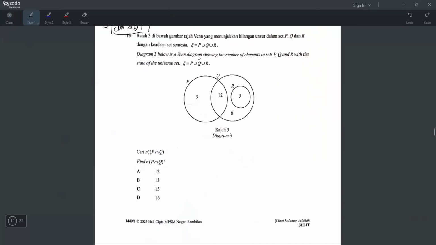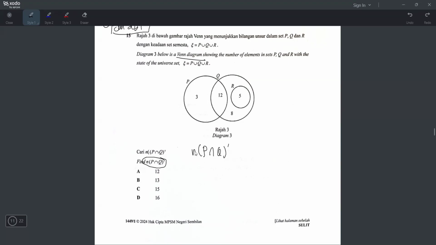Number 15. Diagram 3 below is a Venn diagram showing the number of elements in P, Q, R, with a statement. It's all not important, so straight away go here and see what they want: n of P intersect Q, bracket, complement. If you look at this Venn diagram, they wrote some numbers here: 3, 12, 8, 5. What do these numbers represent? They represent the number of elements. If they put a dot, it means an element, but if they never put a dot, it's the number of elements. So the 3 means there are 3 elements inside here, and the 12 means 12 elements inside, and so on.